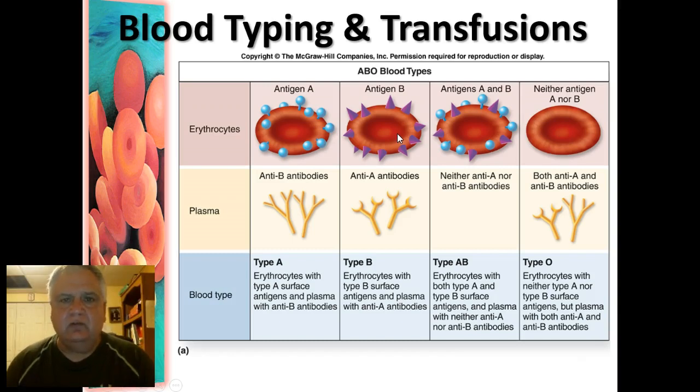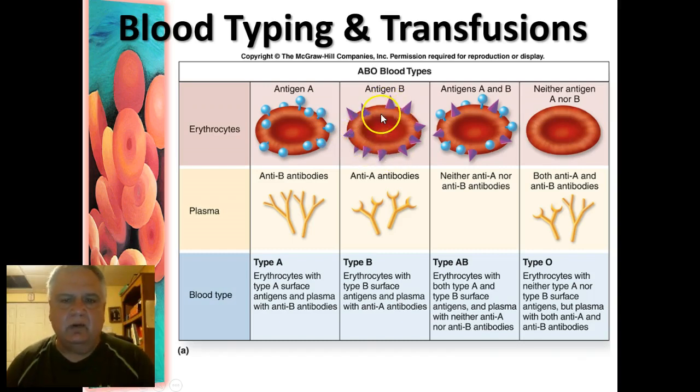The answer is no. The reason is because as soon as these red blood cells would enter the type A person's body, these anti-B antibodies would bind to the B antigens and cause the blood to clump, thus blocking blood flow through the blood vessels. It would essentially kill the patient.